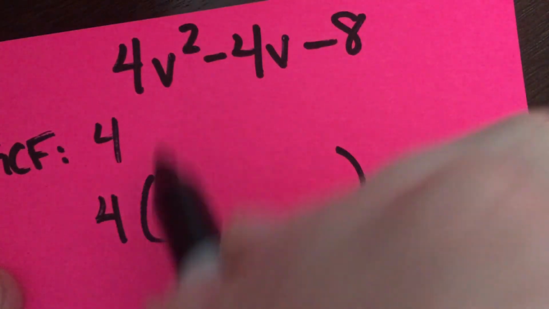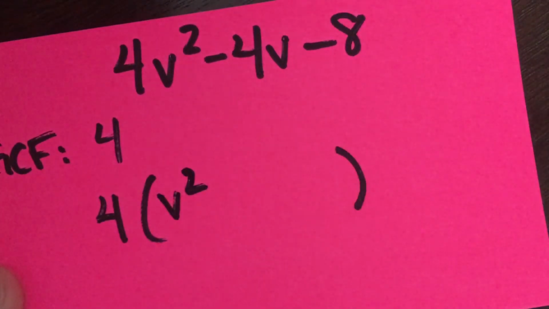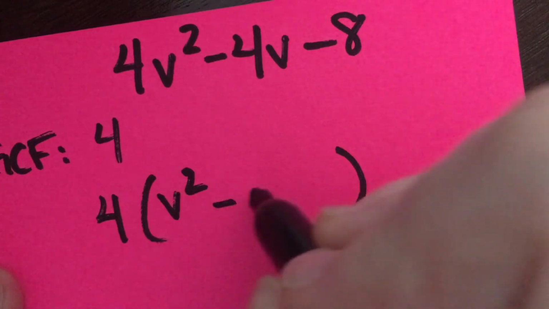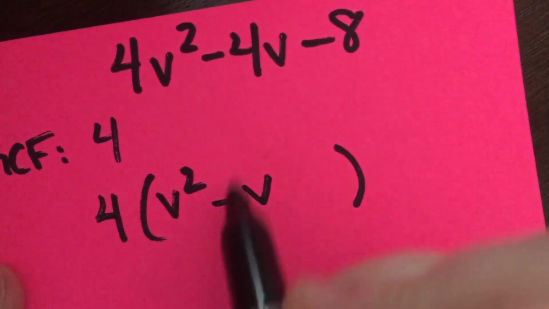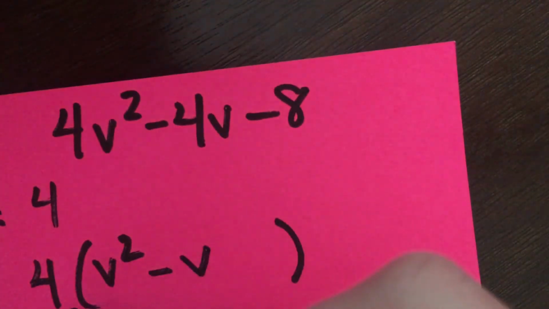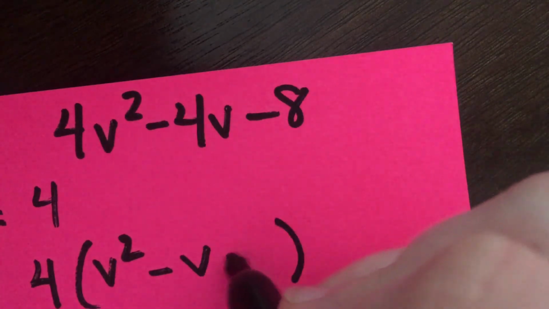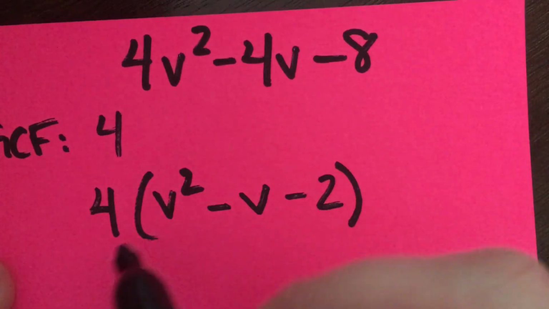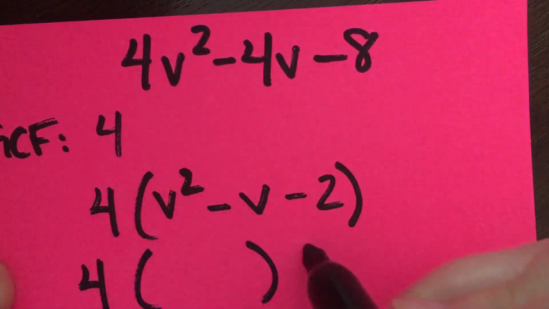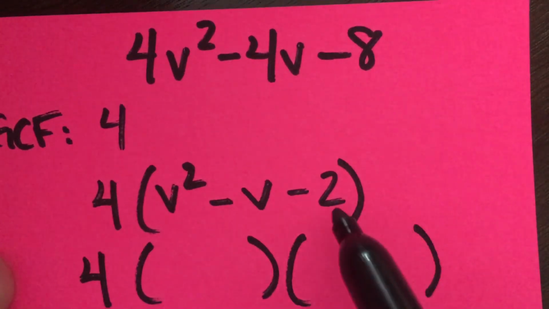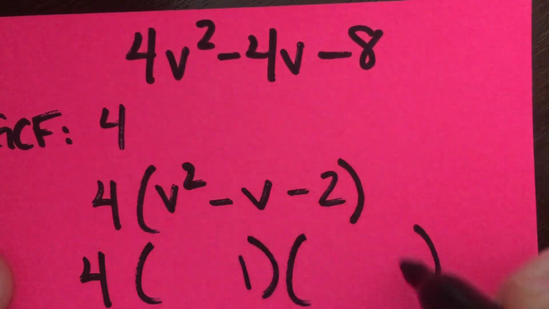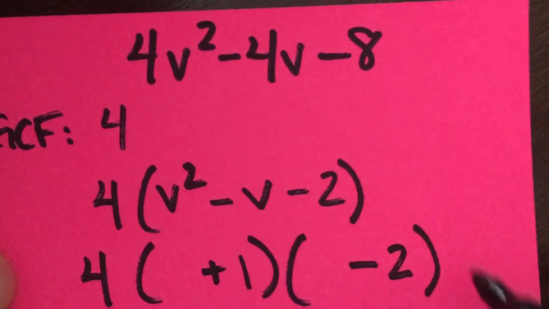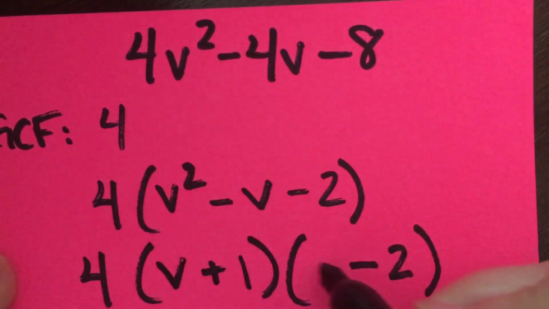What times 4 gets us 4v squared? That is v squared. Negative 4v divided by 4 should get me a negative v, because 4 times negative v is negative 4v. And what times 4 gets me negative 8? That would be negative 2. Now we ask ourselves, can this be factored further? Factors of 2 are 1 and 2, and I can add those together to get a negative 1 as long as my 2 is negative and my 1 is positive.